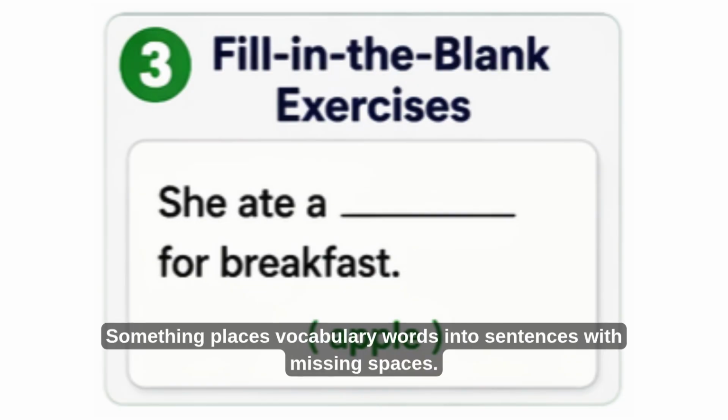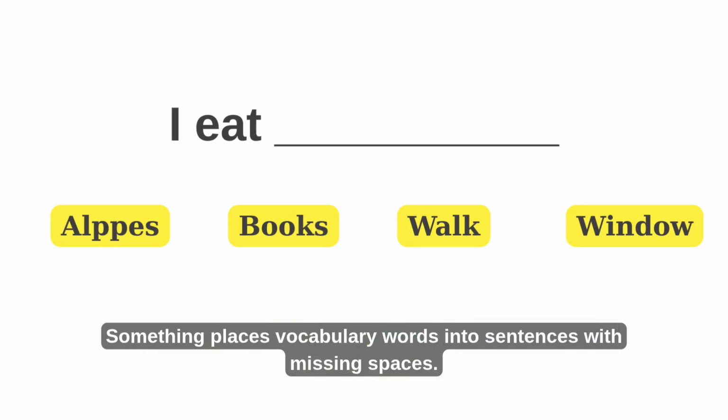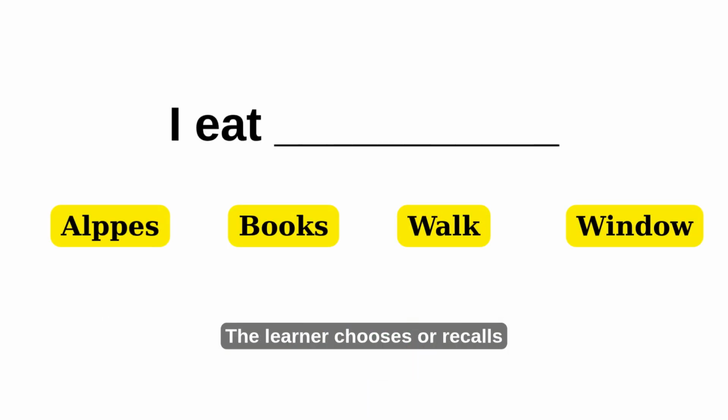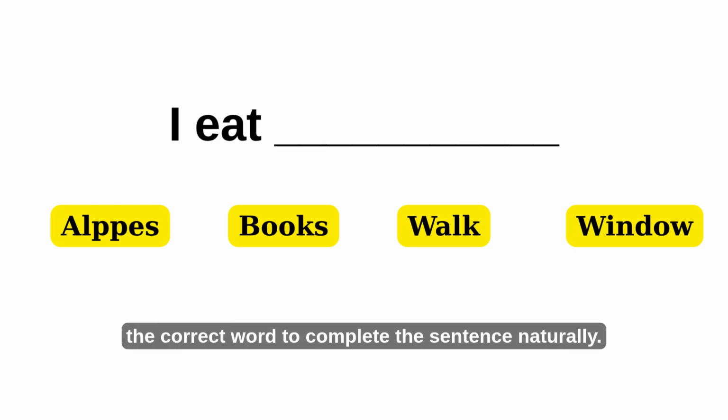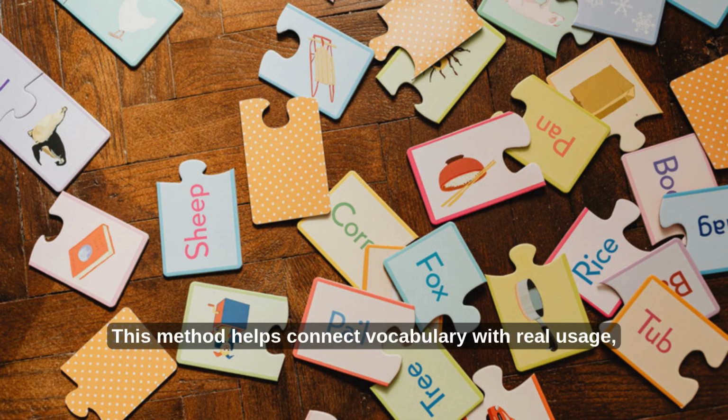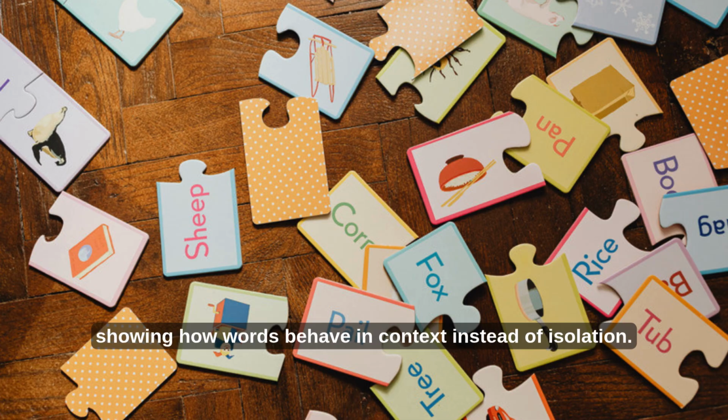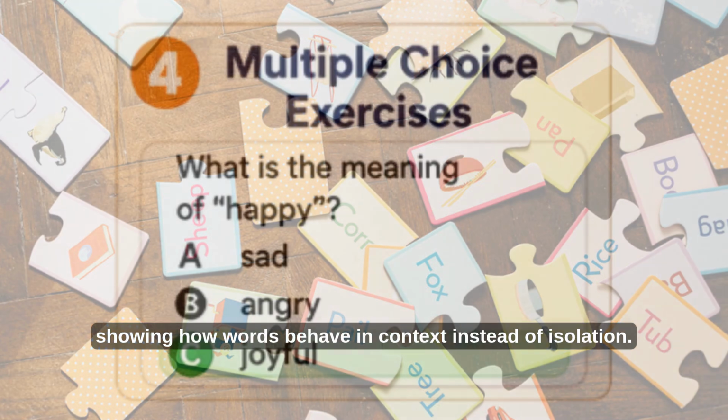Fill-in-the-blank exercises. Fill-in-the-blank exercises place vocabulary words into sentences with missing spaces. The learner chooses or recalls the correct word to complete the sentence naturally. This method helps connect vocabulary with real usage, showing how words behave in context instead of isolation.